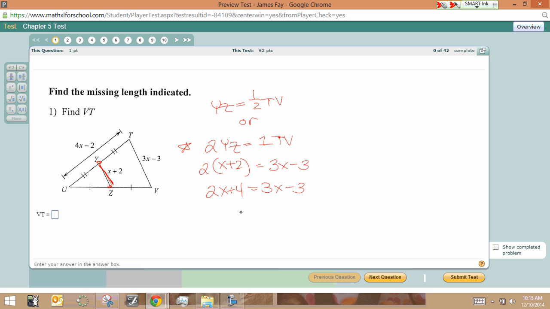Subtract 2x, add 3, x is 7. Okay, now be careful, they don't want x, they want VT. So come over here to VT, and you get 7 times 3 is 21, minus 3 is 18. So there's my answer. You saw this question on a quiz earlier in the chapter.